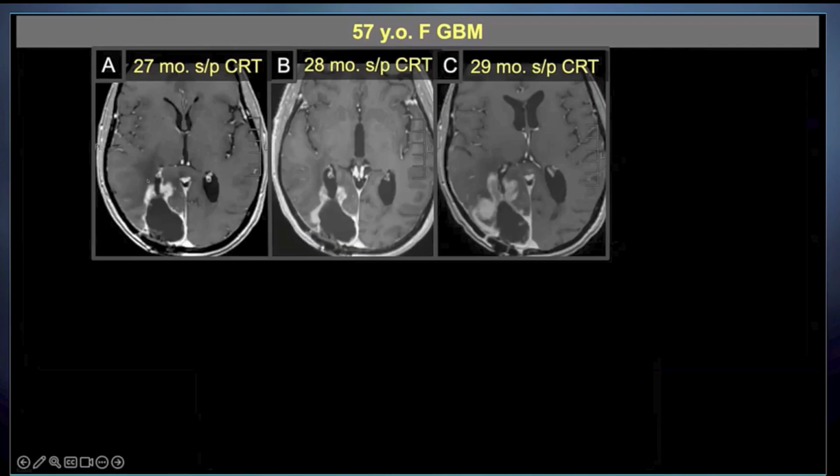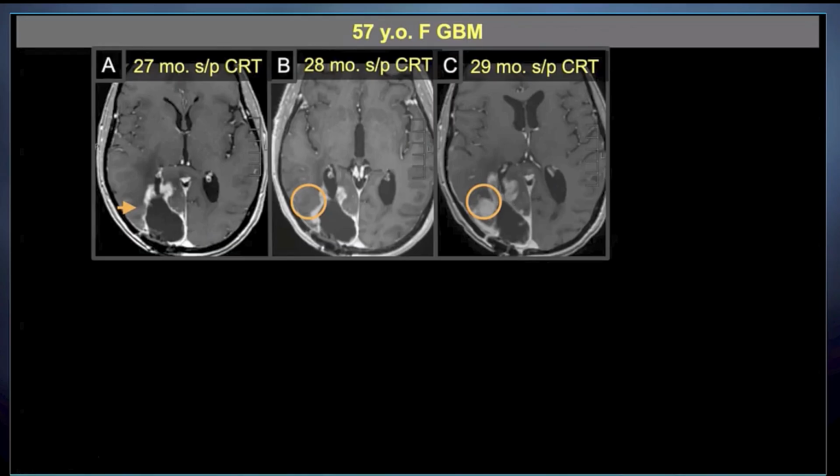Typically what we do is we get serial post-GAD MR. So these are T1 post-GAD images. In this case, these were acquired at 27, 28, and 29 months, so 1 month intervals after chemo radiation or CRT. And what we see here is that over time, by the third month shown here, there has been development of this enhancing nodular component along the margin of the resection cavity concerning for recurrent tumor. So again, this patient, at least on these slides, has undergone a third month of serial imaging.